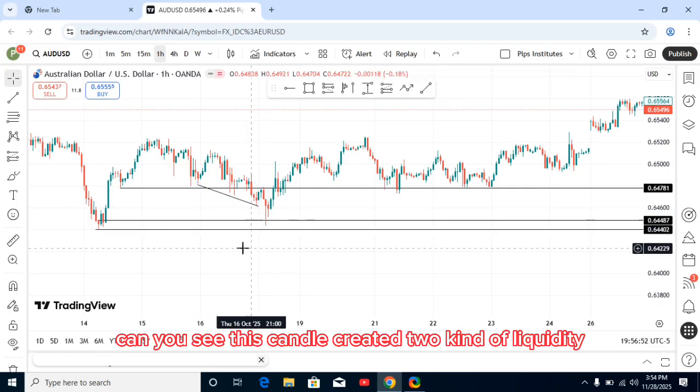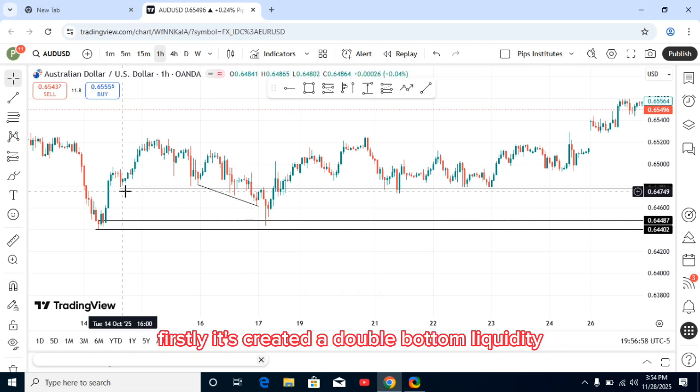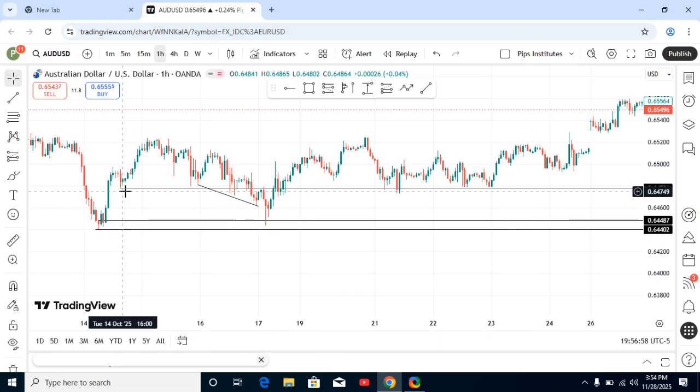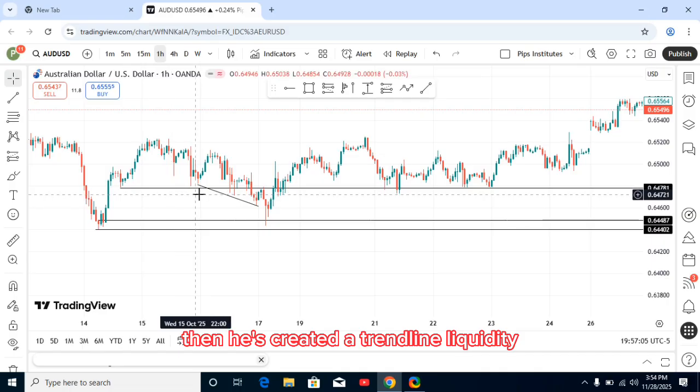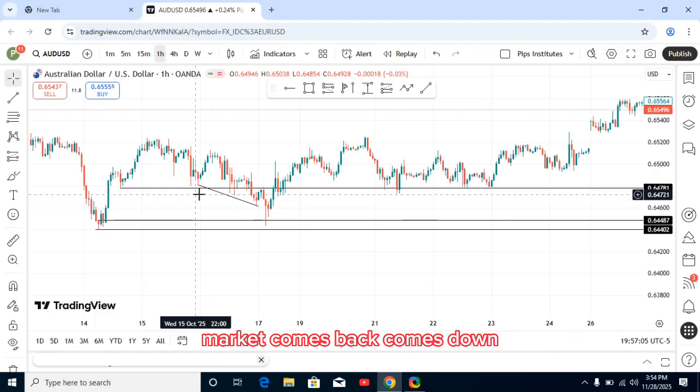Can you see? This candle created two kinds of liquidity. This order block created these two kinds of liquidity. Firstly, it created a double bottom liquidity, this right here. Then it created a trend line liquidity, making it so valid. And guess what happened? Market comes back, comes down, then moves up, and that is the end.